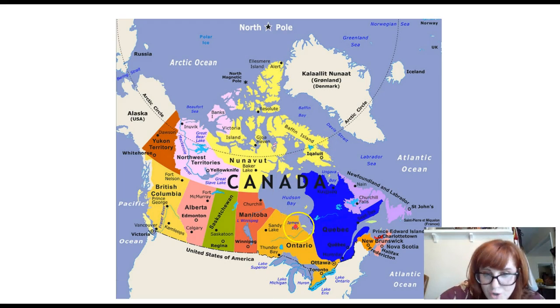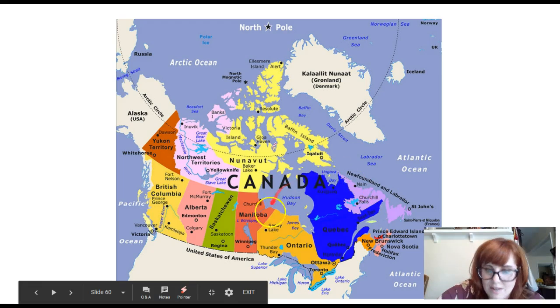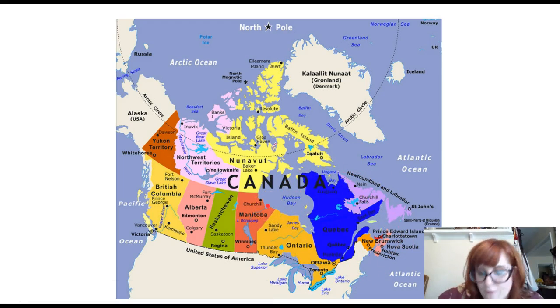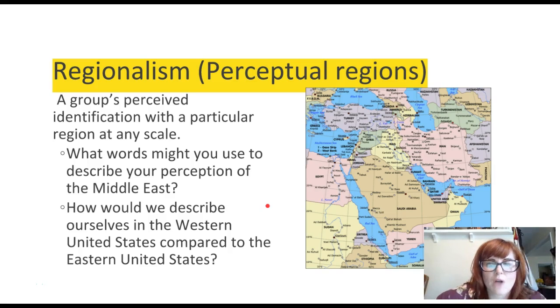It's unofficial, right? It's a perceptual region, where people in this area of Canada tend to be more French. Okay, so when we're talking about regions, we look a lot at regionalism, which is when you know something about a region and you use it to make some statements about the culture.